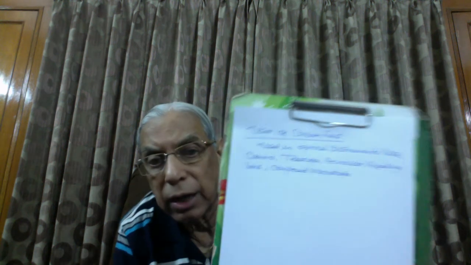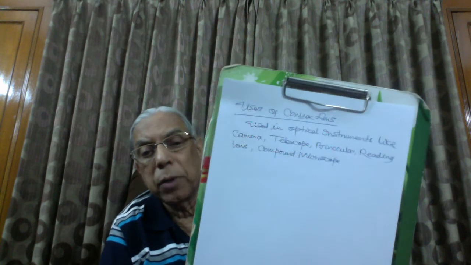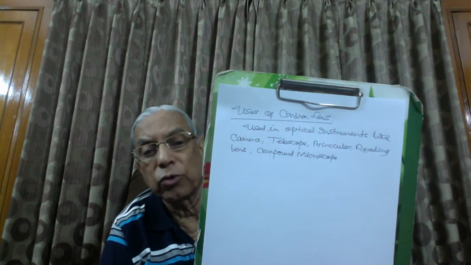As I told you, it is used in optical instruments like photographic camera, telescope, even in binoculars it is used, and in reading lens it is used, in compound microscope that is being used. They are the important uses of which one? A convex lens.